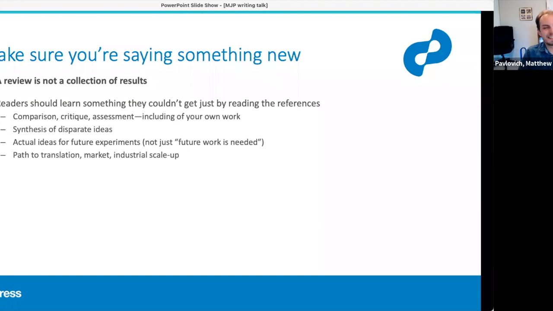Give actual ideas for experiments. You will not believe the number of reviews I read where in the concluding section, people just say that future work is needed. Well, future work is always needed. If future work wasn't needed, we wouldn't be publishing articles about this. So you're the expert. What future work?